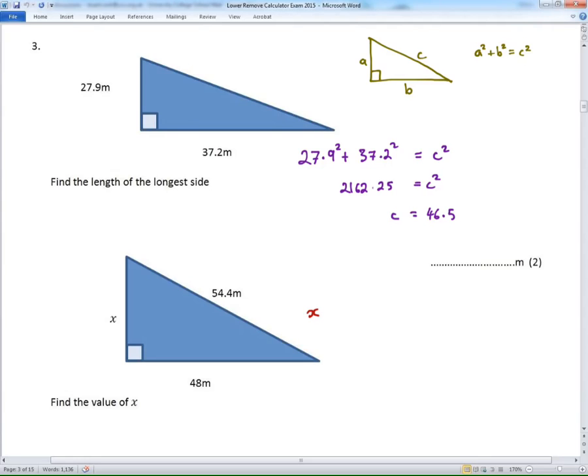Okay, in part 2, we're asked to find one of the shorter sides. So it's good to set up the equation. We have x squared plus 48 squared equals 54.4 squared. If we subtract 48 squared from both sides, we end up with this equation. Putting that in our calculator gives x squared is equal to 655.36. Square root both sides, and you're left with 25.6 as your answer for the height of this triangle.